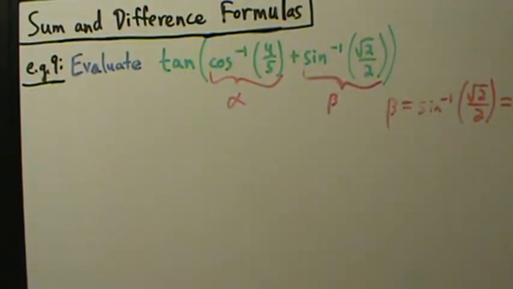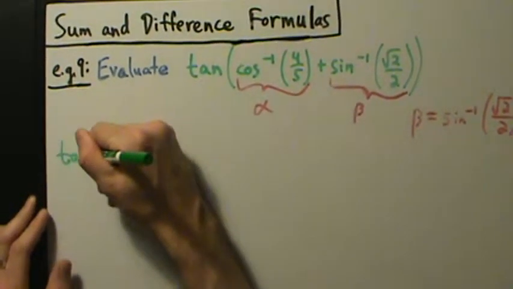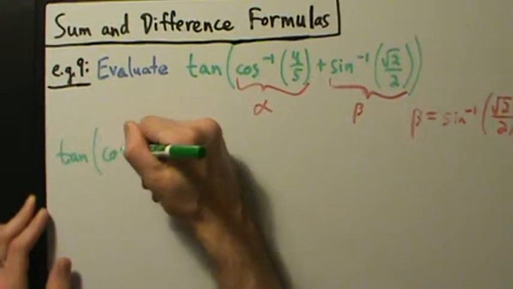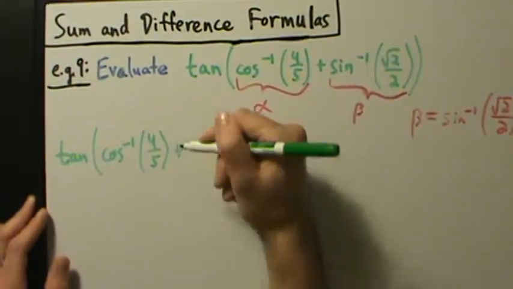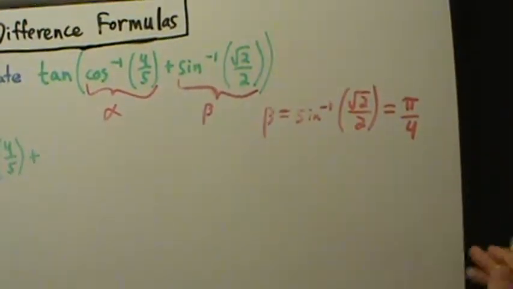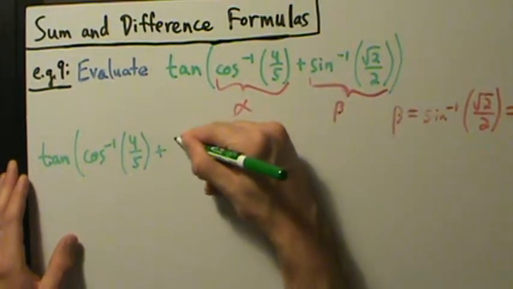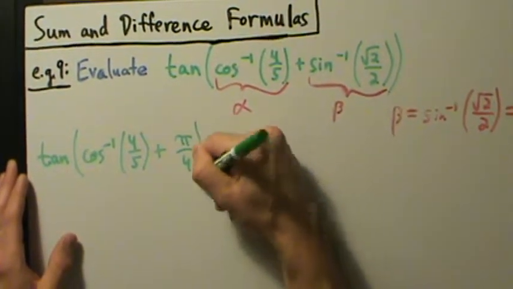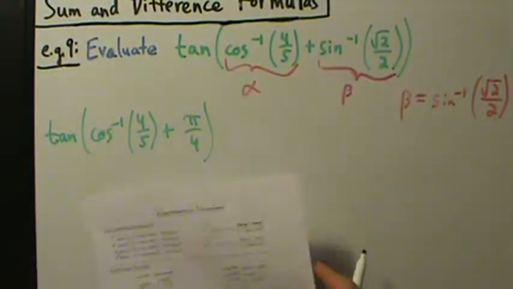So now it becomes tangent. So now what we want to really evaluate is tangent of inverse cosine of 4 over 5 plus inverse sine of root 2 over 2, which we just found out is pi over 4. So that's just some inverse trig and unit circle there. So pi over 4. Okay, so now we're still going to approach this using the sum formula for tangents.